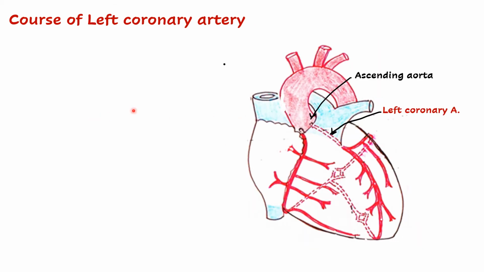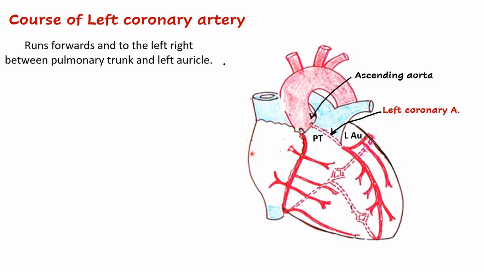Let us look at the course of left coronary artery now. So again we can see here, this is the ascending aorta. It arises from which sinus? It arises from left posterior aortic sinus. And after it arises from there, then what happens? This is going to run forward and to the left between the pulmonary trunk and the left auricle. So this is what you can see here.